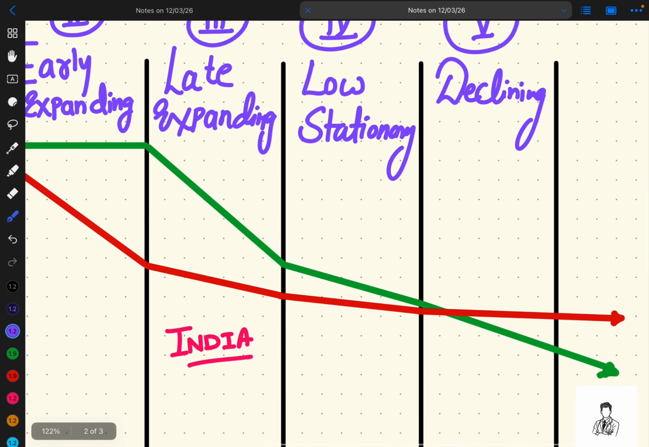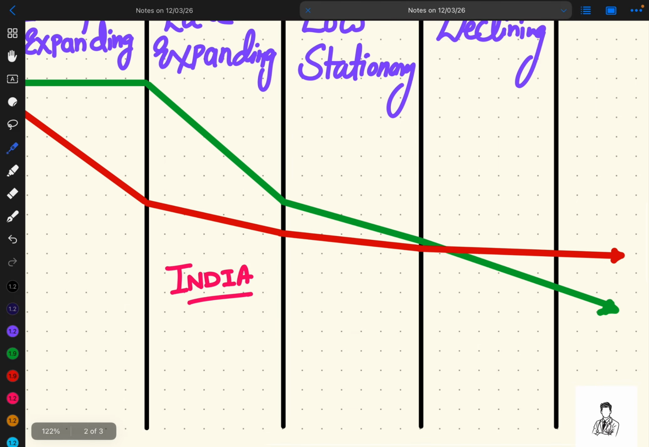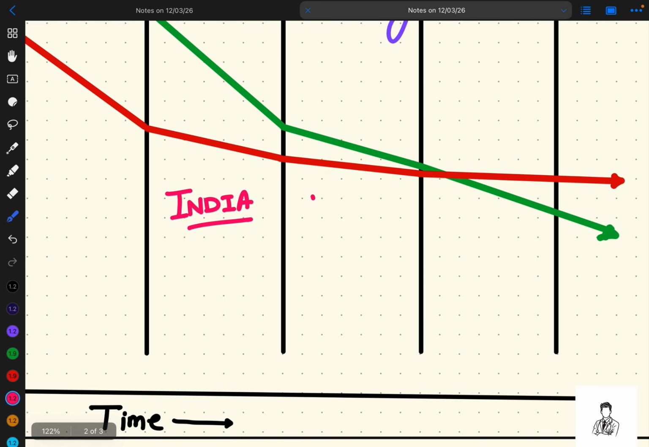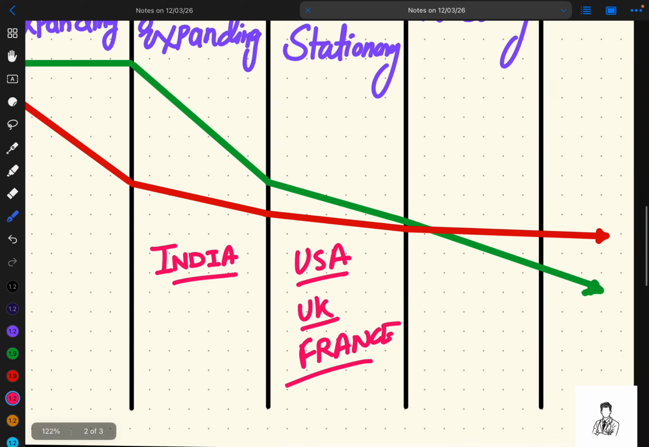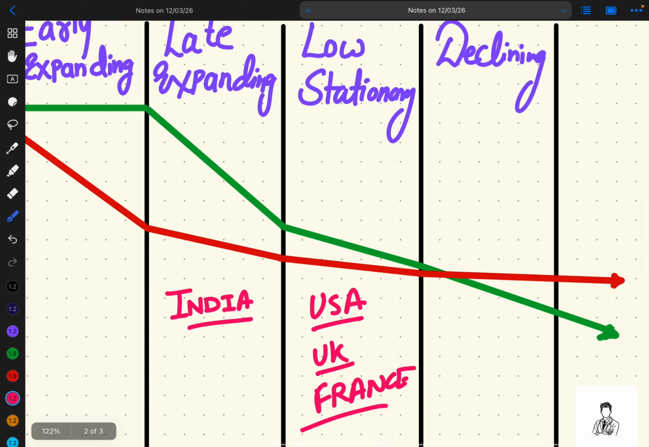So what happens in low stationary? We have forgotten. Here birth rates are low, death rates are also low, and population is stable and it is stationary. Examples here, we can say USA, UK, France, right? These developed countries are there. People choose smaller families in this phase.